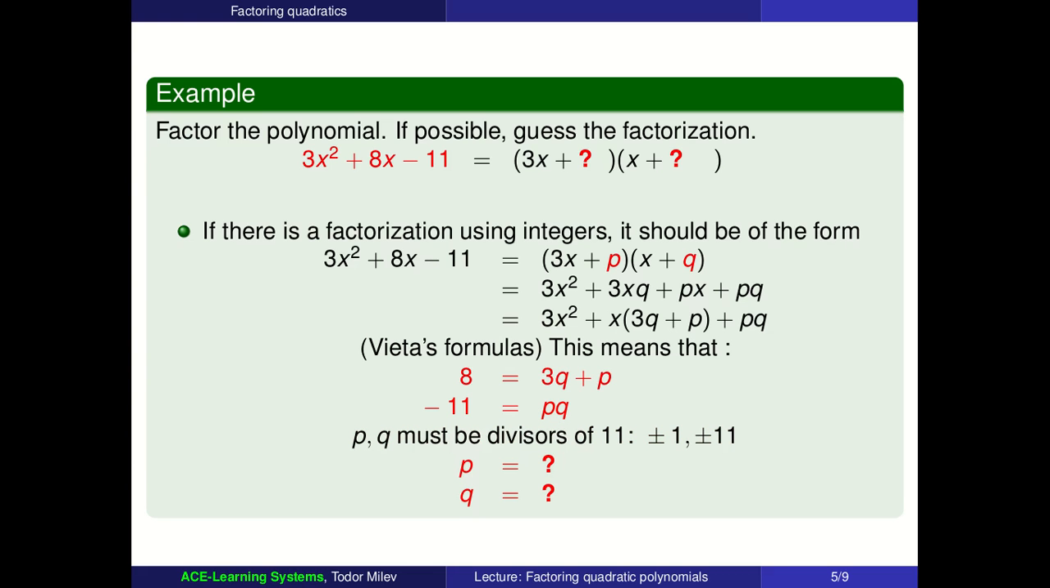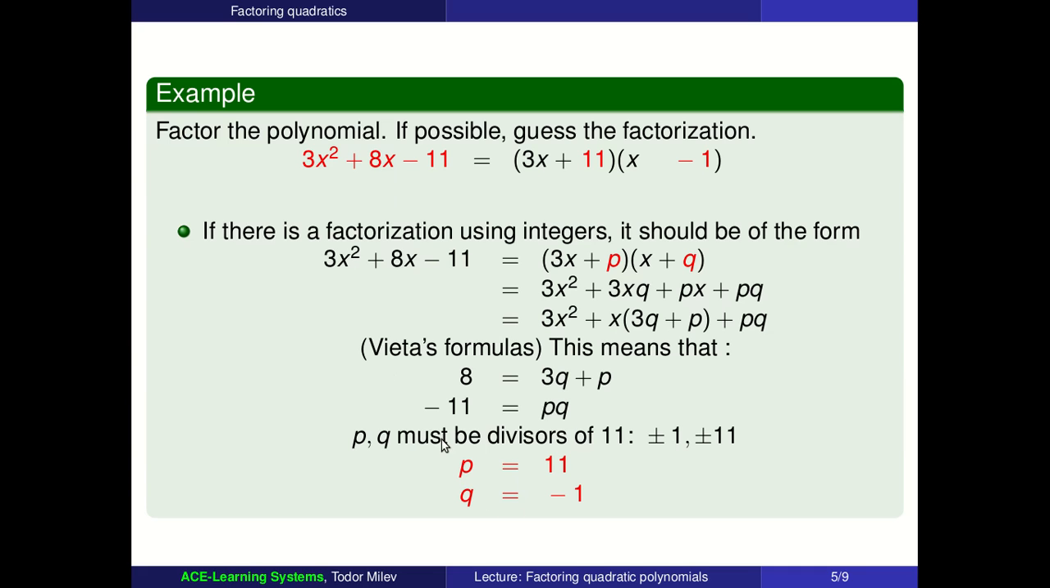So with all of that information, can you guess the numbers p and q? Feel free to pause the video right now and try to guess p and q. I'm sure you guessed it correctly. Of course, p is equal to 11 and q is equal to negative 1. There were only two choices, right? We either had to try p equal to 11 or p equal to negative 1, and q equal to negative 1 or q equal to 11.